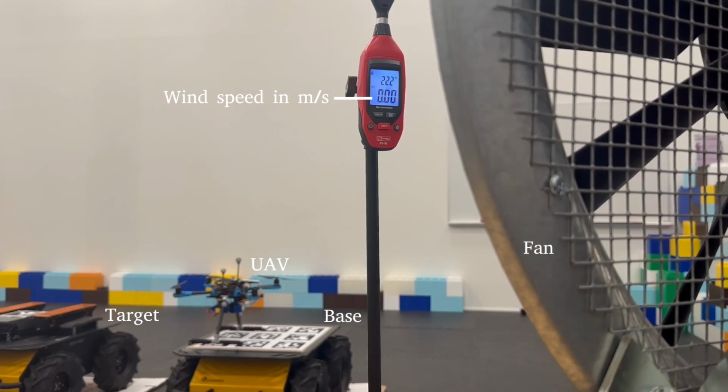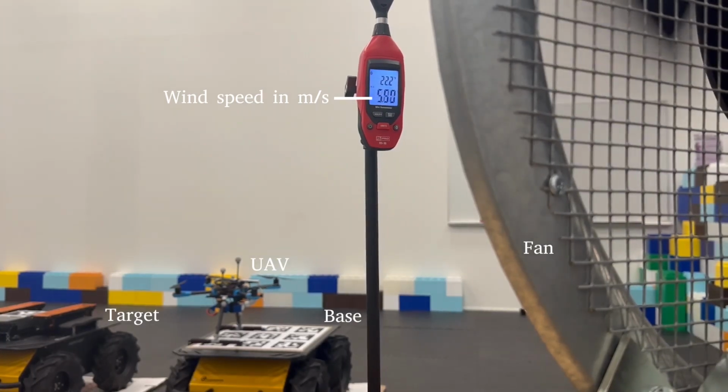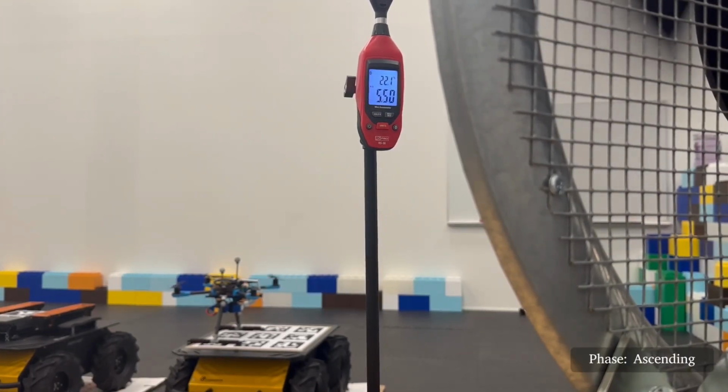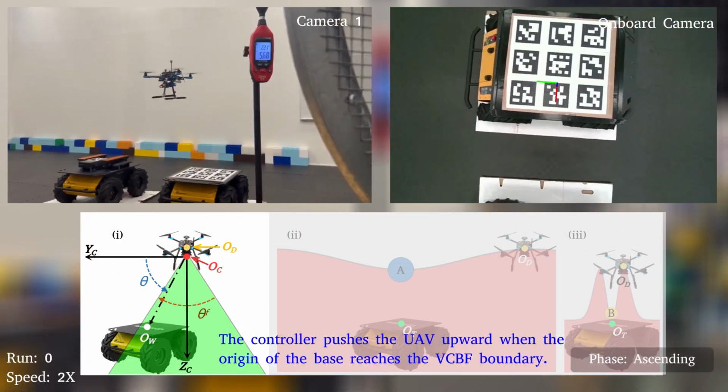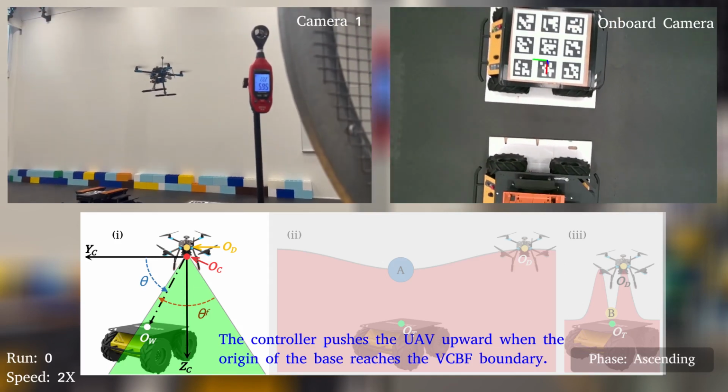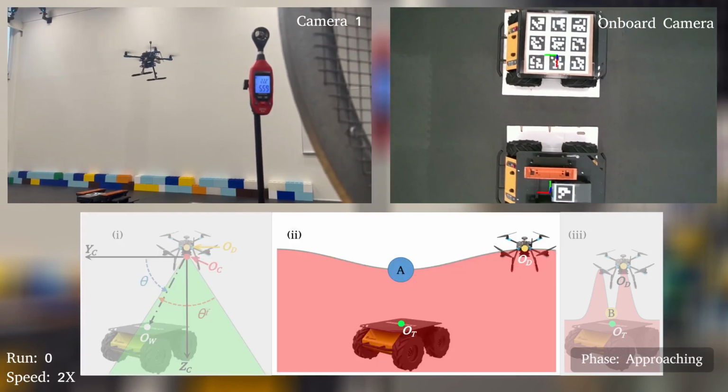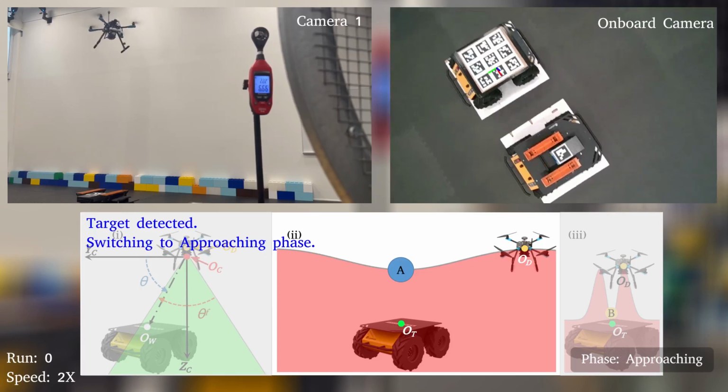Aruco markers are placed on the base and target to localize the UAV. The UAV is commanded to move horizontally towards the target. However, the controller pushes the UAV upward whenever the origin of the base reaches the VCBF boundary. The controller switches to the approaching phase when the target is detected.